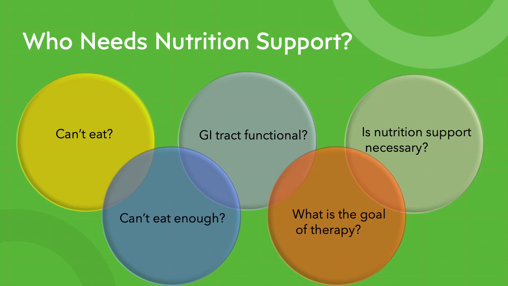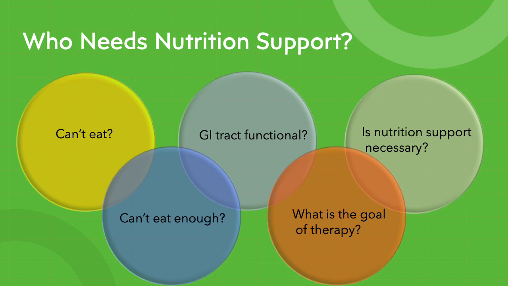So who needs nutrition support? If we consider nutrition support as EN and PN, then who needs this therapy? Maybe someone can't eat. This could be due to disease, injury, illness, or even secondary to treatment. Think of your head and neck cancer patients that might be receiving radiation to that area. In Module 2, diseases requiring nutrition support will be discussed in a little bit more detail.